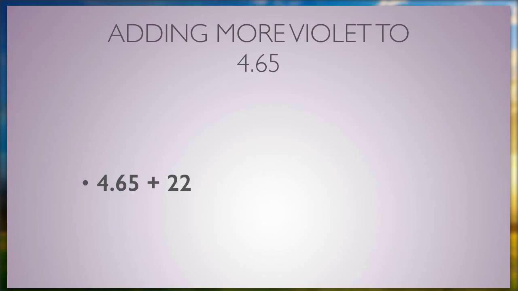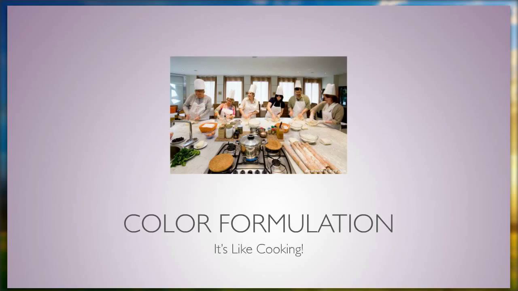Now, if I have a 4.65 in stock, I'm going to use it on somebody, but I want to make it more violet. I can add 22, and I know what it's going to do. It's going to make it more violet.